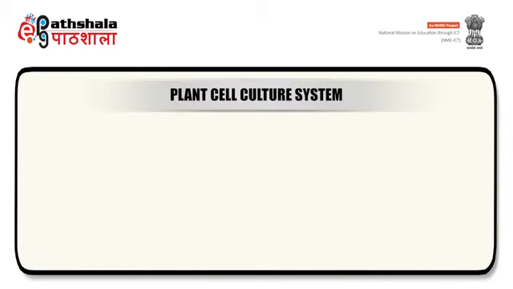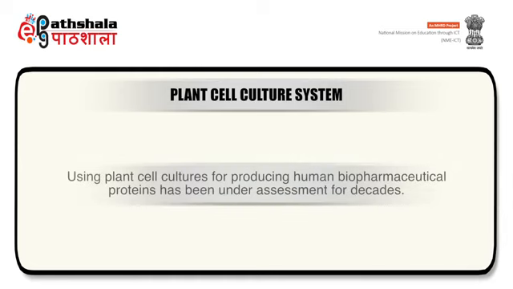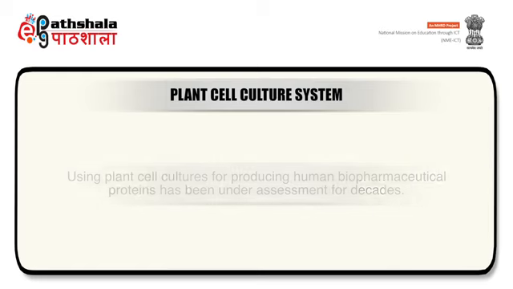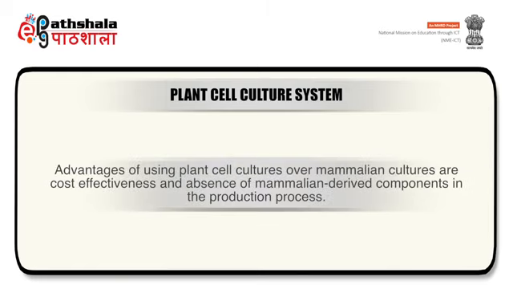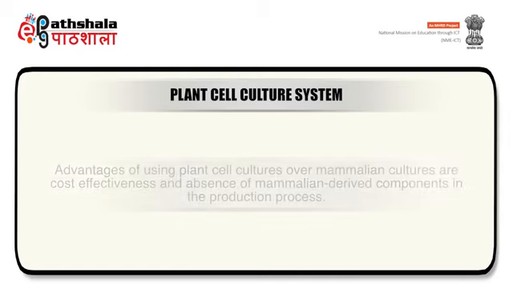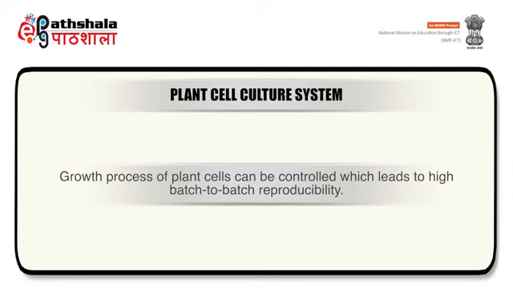The third system is the plant cell culture system. Using plant cell cultures for producing human biopharmaceutical proteins has been under assessment for decades. Advantages of using plant cell cultures over mammalian cultures are cost effectiveness and absence of mammalian derived components in the production process. Growth of plant cells can be controlled, which leads to high batch-to-batch reproducibility.